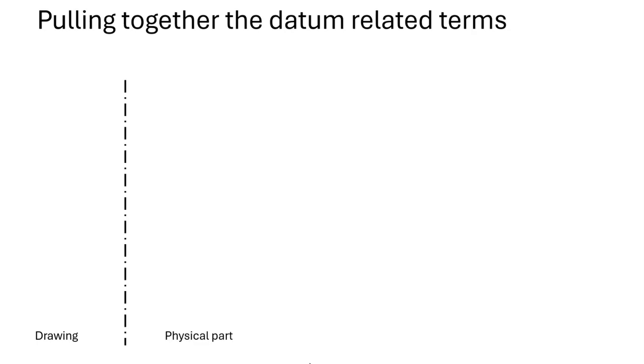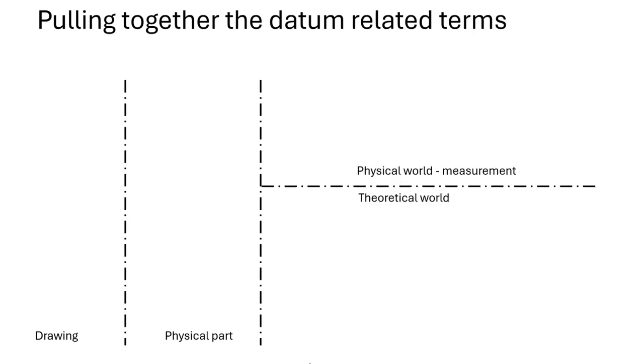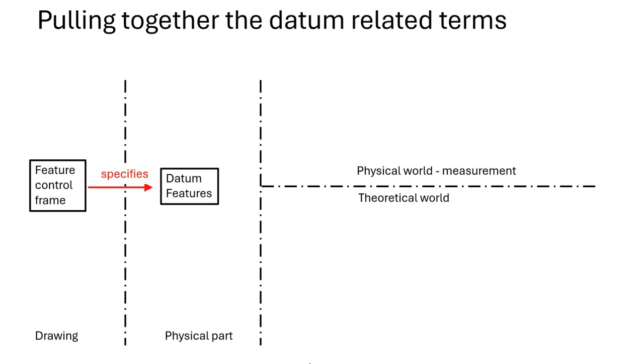The drawing references a physical part. When we get to the measurement world, we talk in terms of what happens in the physical world and what happens in a theoretical world. On the drawing, we specify feature control frames. They exist only on the drawing. The feature control frames specify datum features. Datum features exist on the physical part. Datum features constrain the translations and rotations of the part.